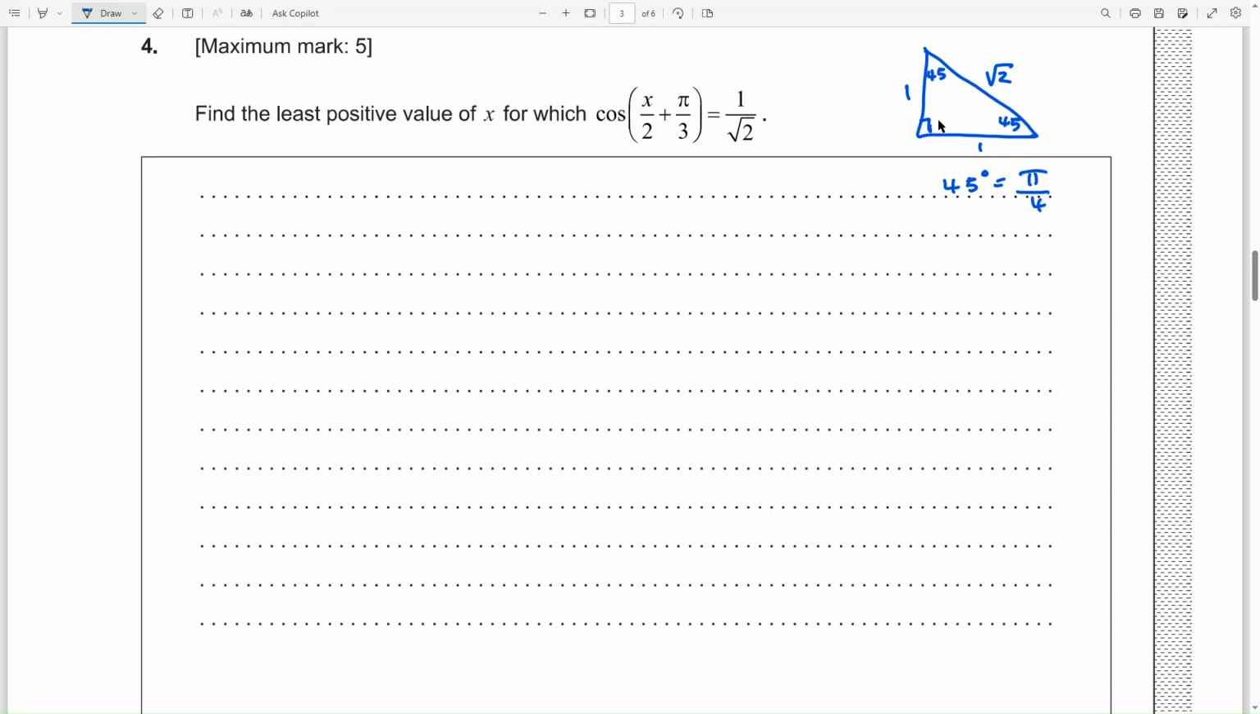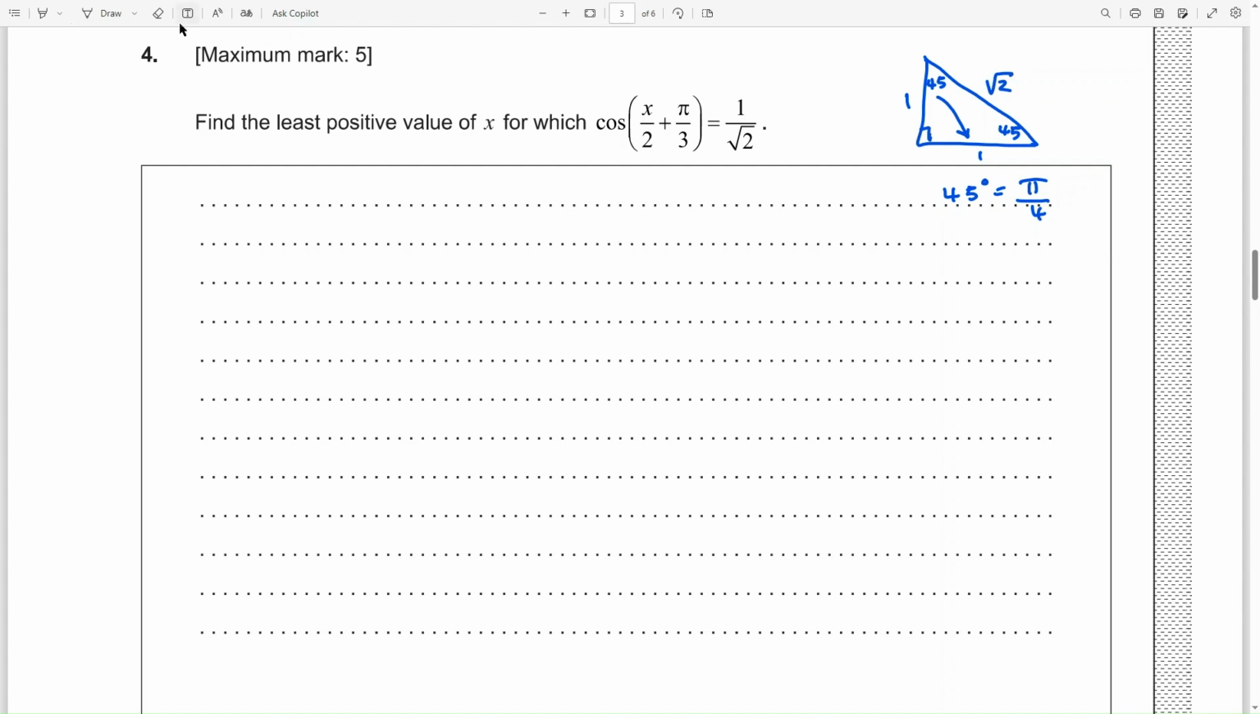So that's, why did I say 45 degrees? Adjacent. Oh, we're working with cos. My bad. Let's fix that. Adjacent over hypotenuse. That's 45 degrees.